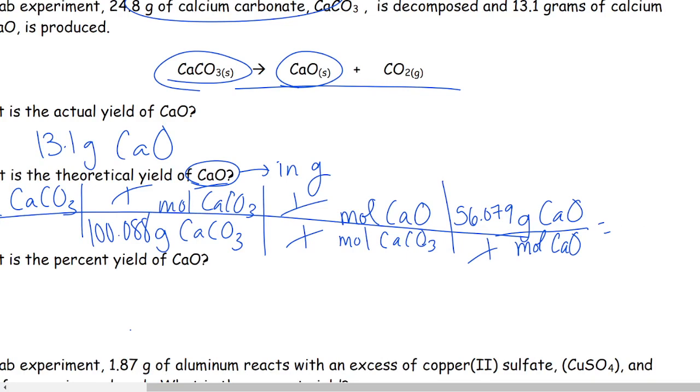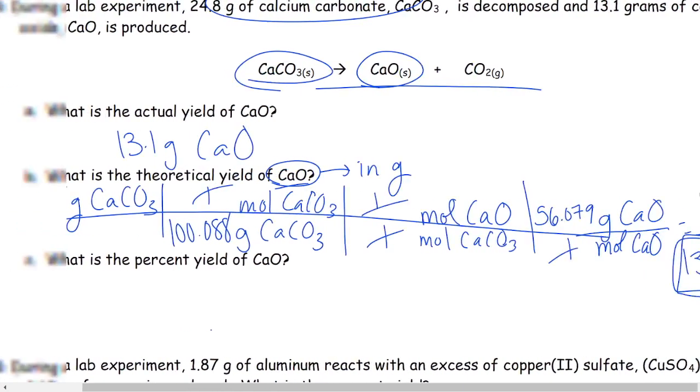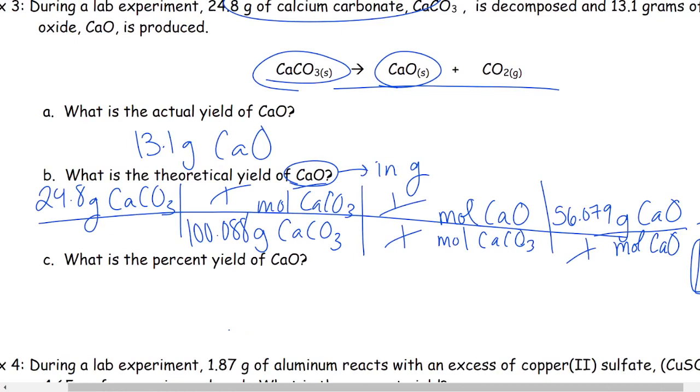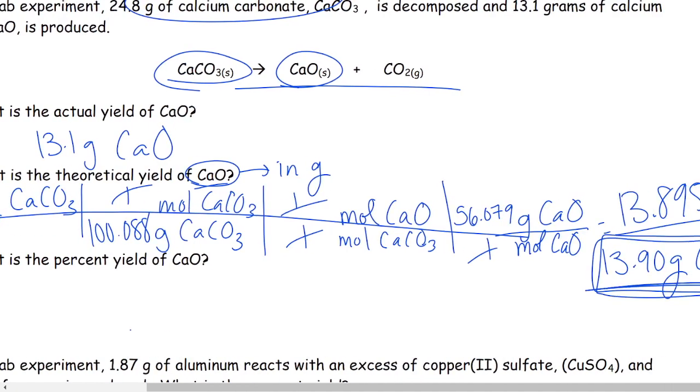13.895, correct? So 13.895, you can round your final answer when that's what you're submitting. So I would maybe round this to 13.90 grams of calcium oxide. And this number is my theoretical yield of calcium oxide. So I used my given information on the reactant and then plugged in my molar masses for everything to calculate the grams of calcium oxide.